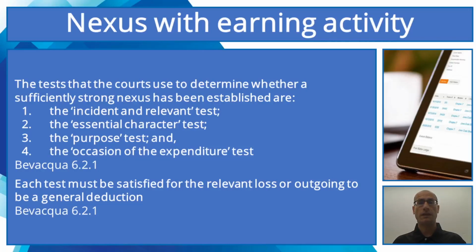Now, usually this nexus to the earning activity is straightforward and commonsensical. However, in situations where things are a little bit more borderline, the courts have developed 4 tests that they use, and technically all 4 of these have to be present or have to be demonstrated in regards to a particular item where it's ambiguous as to whether it has this necessary connection to the relevant activity. And those tests are the incident and relevant test, the essential character test, the purpose test, and the occasion of the expenditure test. We'll go through each in turn.